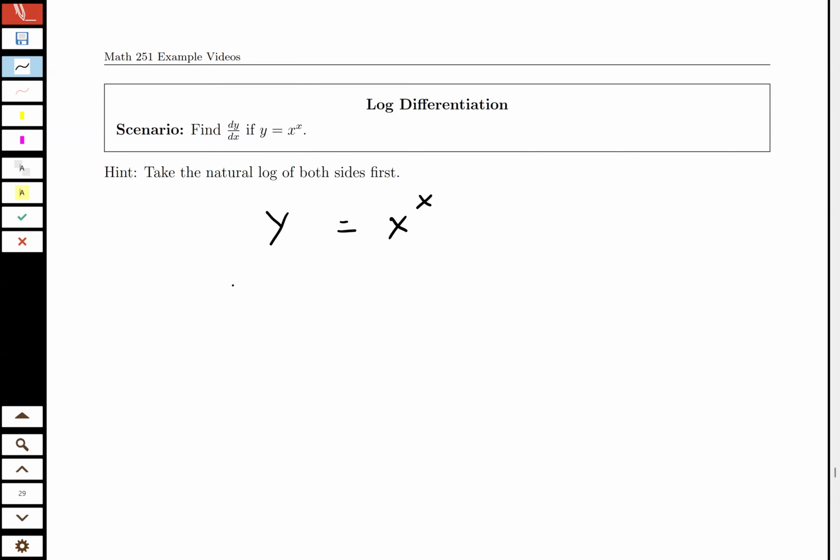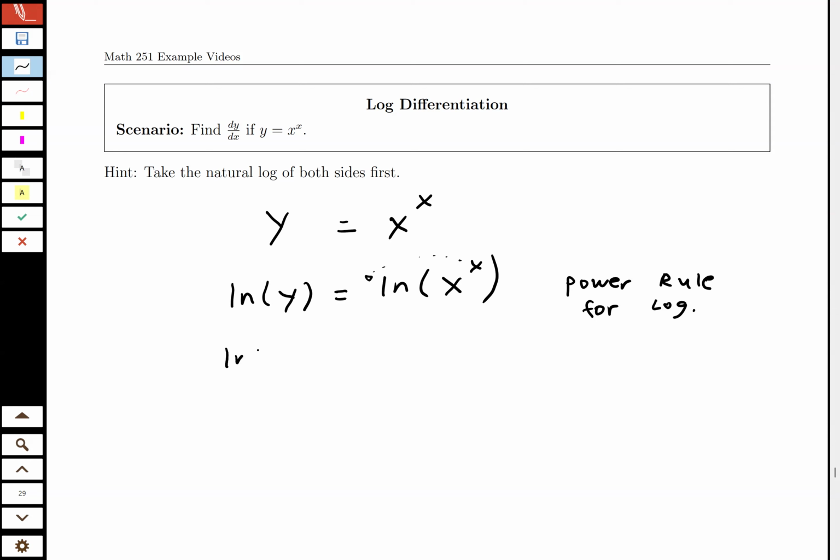Here's why we might want to do that. By taking the natural log of both sides, or really any log, I can use the power rule for logarithms to drop the exponent. So I can rewrite this as ln of y equals x ln of x.